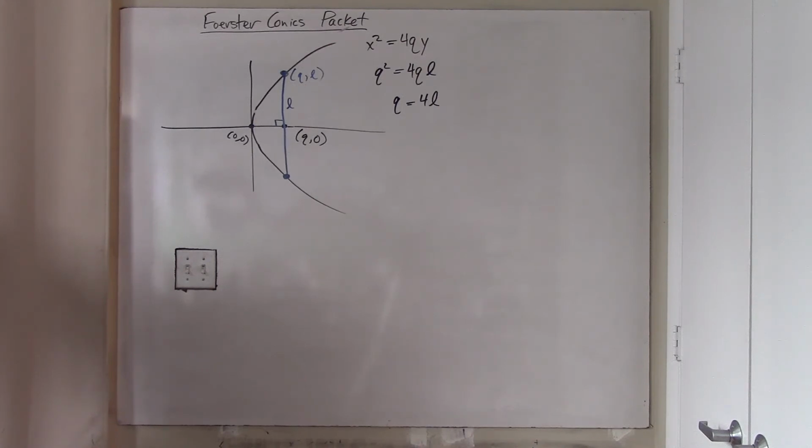Q equals 4L? But Q is not 4L. L is 2Q, I thought. Hold on. Give me one second to collect my thoughts. It's definitely a parabola. Vertex is at the origin. The focus is Q away from the vertex. So that's Q comma 0. That is indeed the latus rectum. I go over Q, up L. That's L. That point is Q comma L.